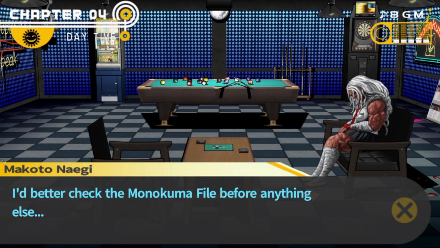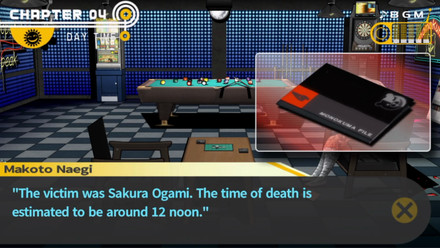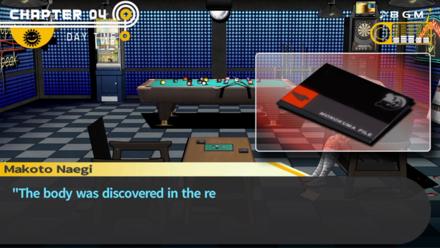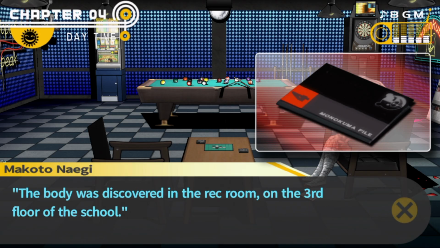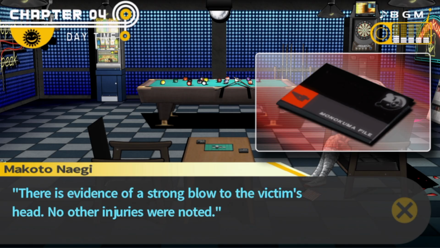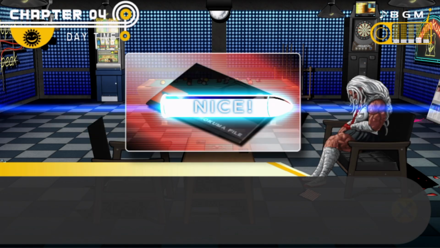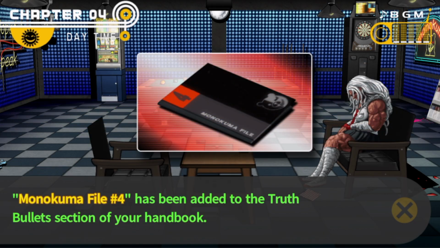I'd better check the Monokuma file before anything else. See, the victim was Sakura Ogami. The time of death is estimated to be around noon. The body was discovered in the rec room on the 3rd floor of the school. There's evidence of a strong blow to the victim's head. No other injuries noted. However, it seems that at some point the victim suffered from violent vomiting of blood. Monokuma file number 4 has been added to the truth bullet section.